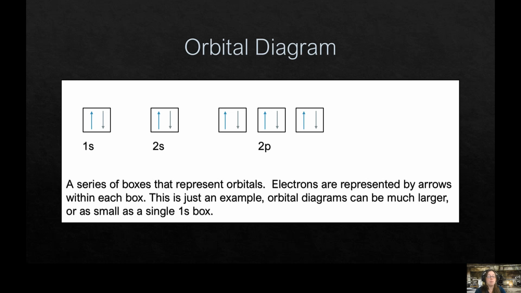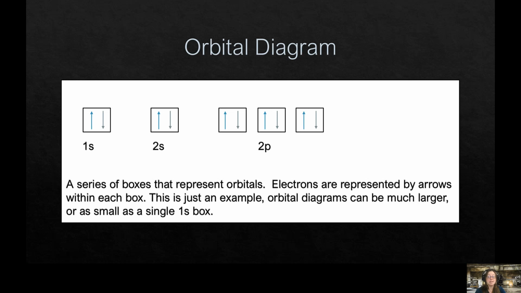And so the 1, remember, is that principal energy level. The s is the sublevel. And then the boxes represent the actual orbitals themselves. And remember, each orbital can only hold 2 electrons. So we represent those electrons using those arrows. And if you watch the animation here, it shows the proper way to fill that orbital diagram.